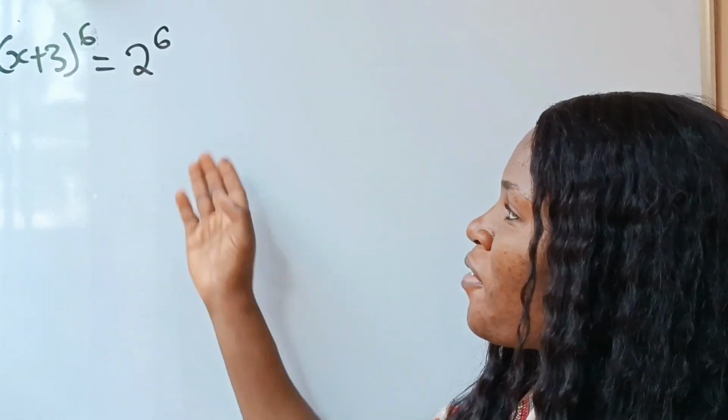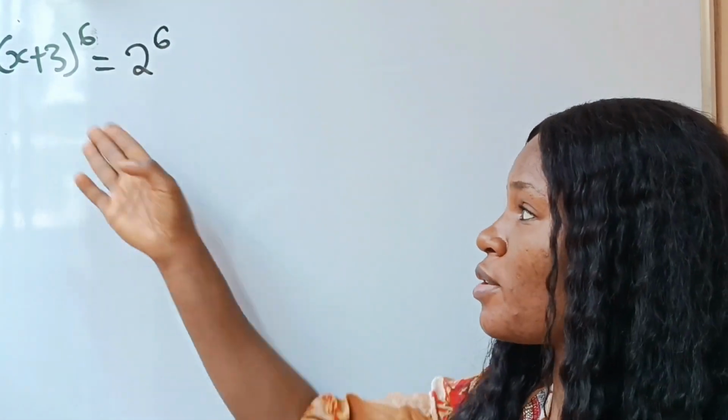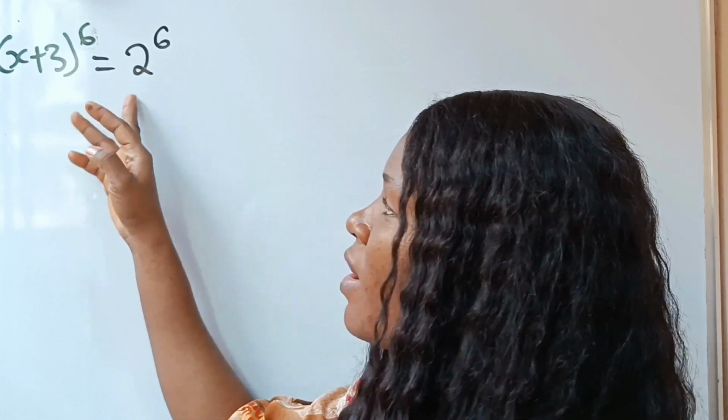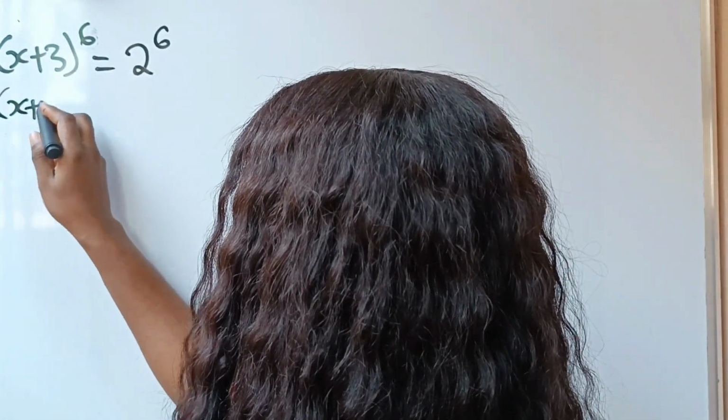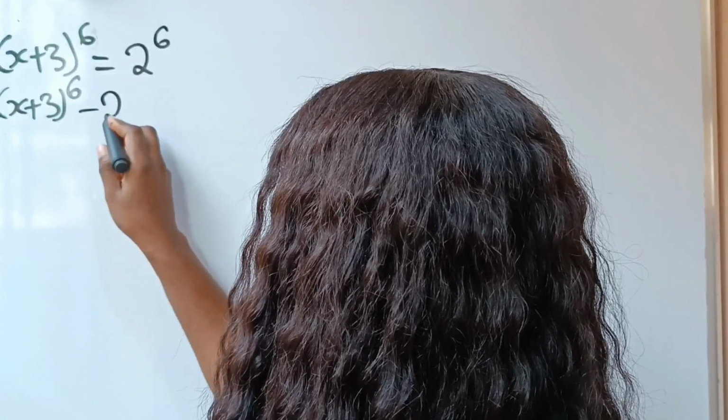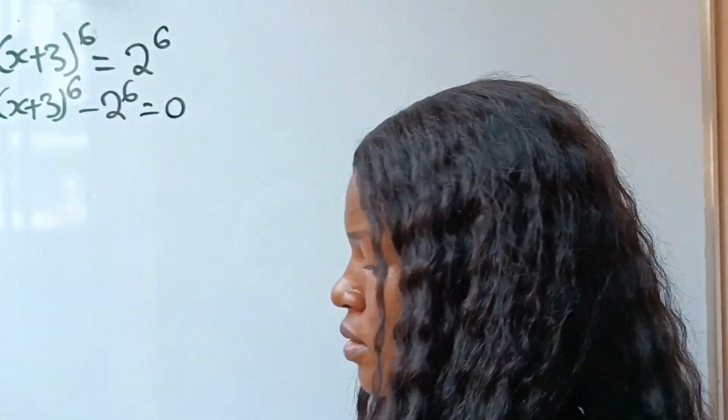Hello, let's get all the values of x. Okay, first let's transfer this to this side of the equation. So when we do that, we have (x+3)^6 − 2^6 = 0.